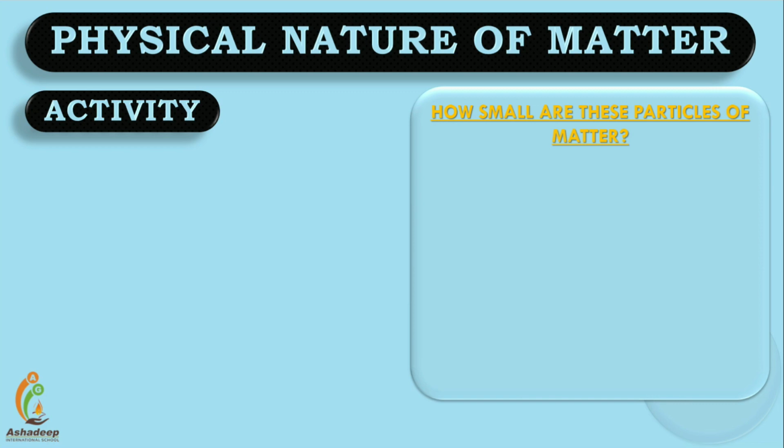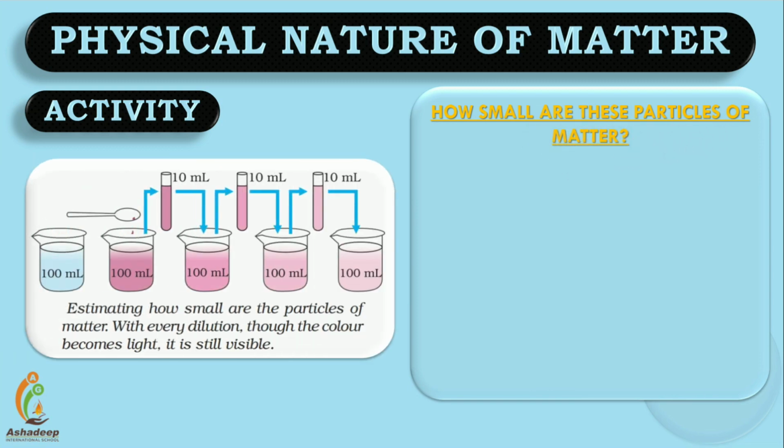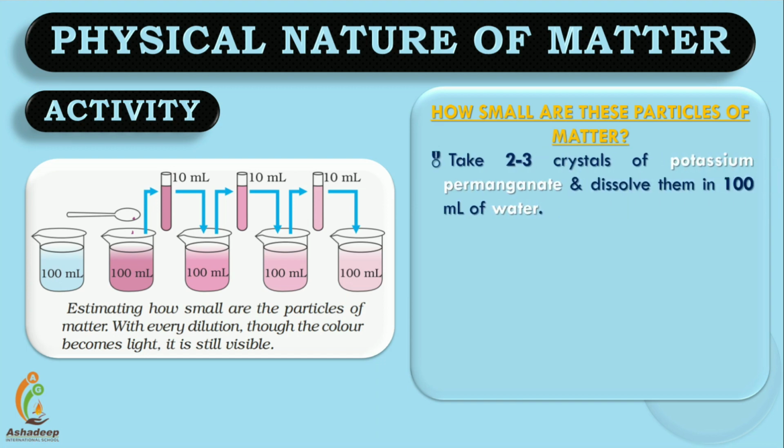The next activity will help to give you another physical nature of matter, how small these particles of matter are. This is the thing which you have to do in this activity. Let us see the steps to follow. Take 2 to 3 crystals of potassium permanganate and dissolve them in 100 ml of water.